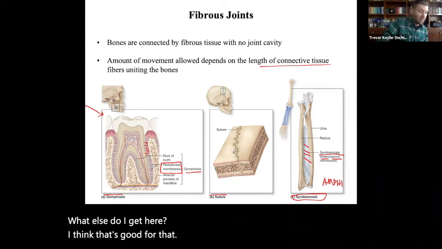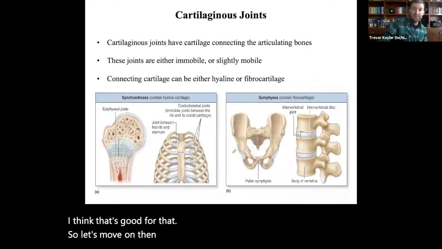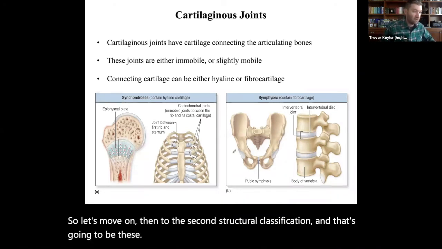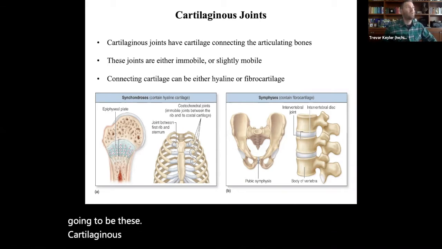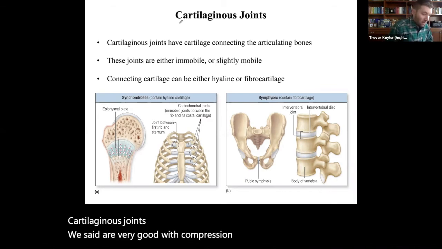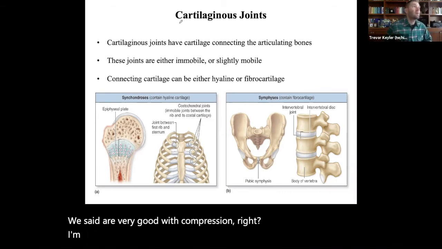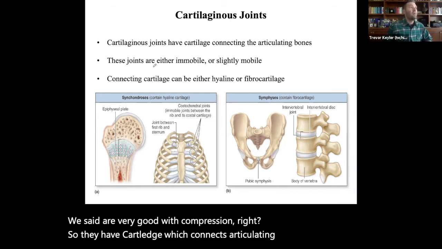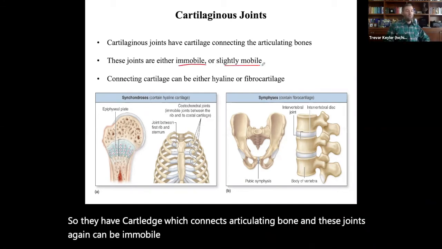So let's move on then to the second structural classification, and that's going to be these cartilaginous joints, which we said are very good with compression, right? So they have cartilage, which connects articulating bone, okay? And these joints, again, can be immobile or slightly mobile, just like our fibrous joints.